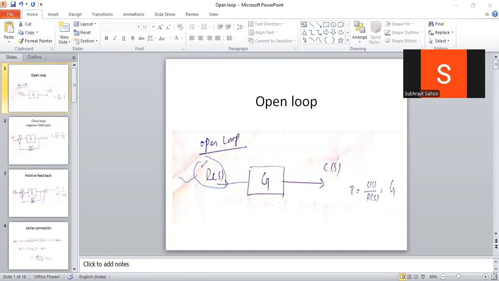So we are giving the input to the control unit. This is the control block, G, where G stands for gain. Similarly, in the next slide you will find H. H stands for feedback. In a closed loop, we are getting the feedback. It is called feedback.